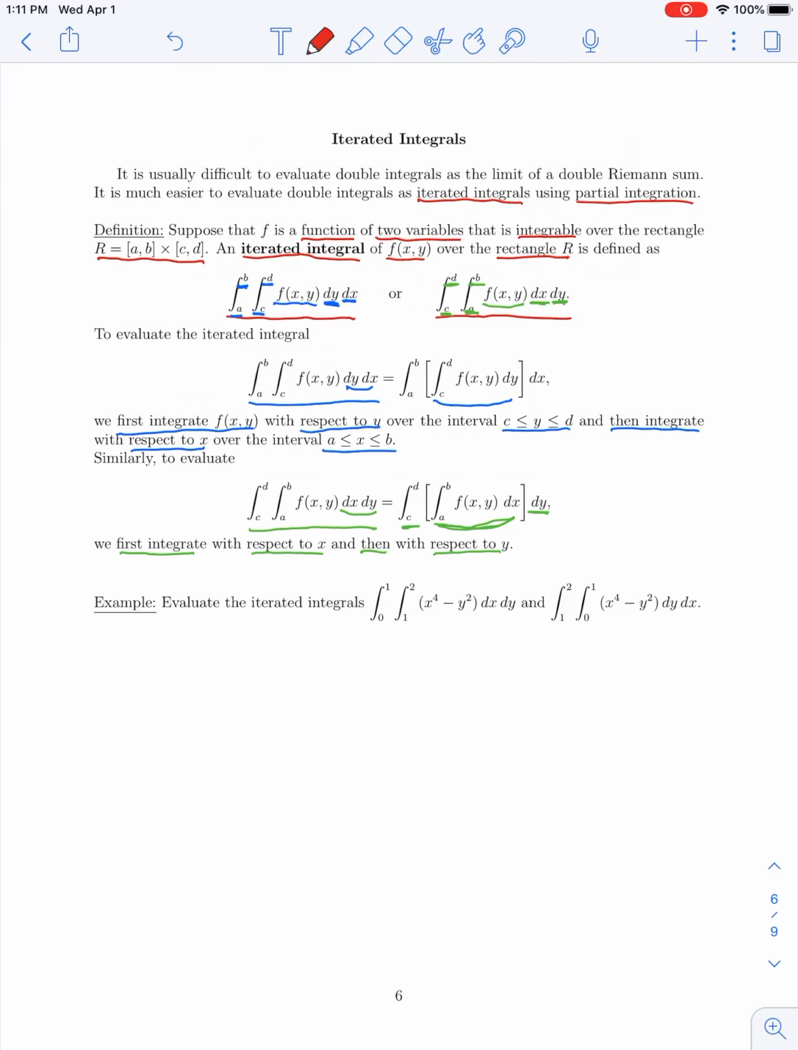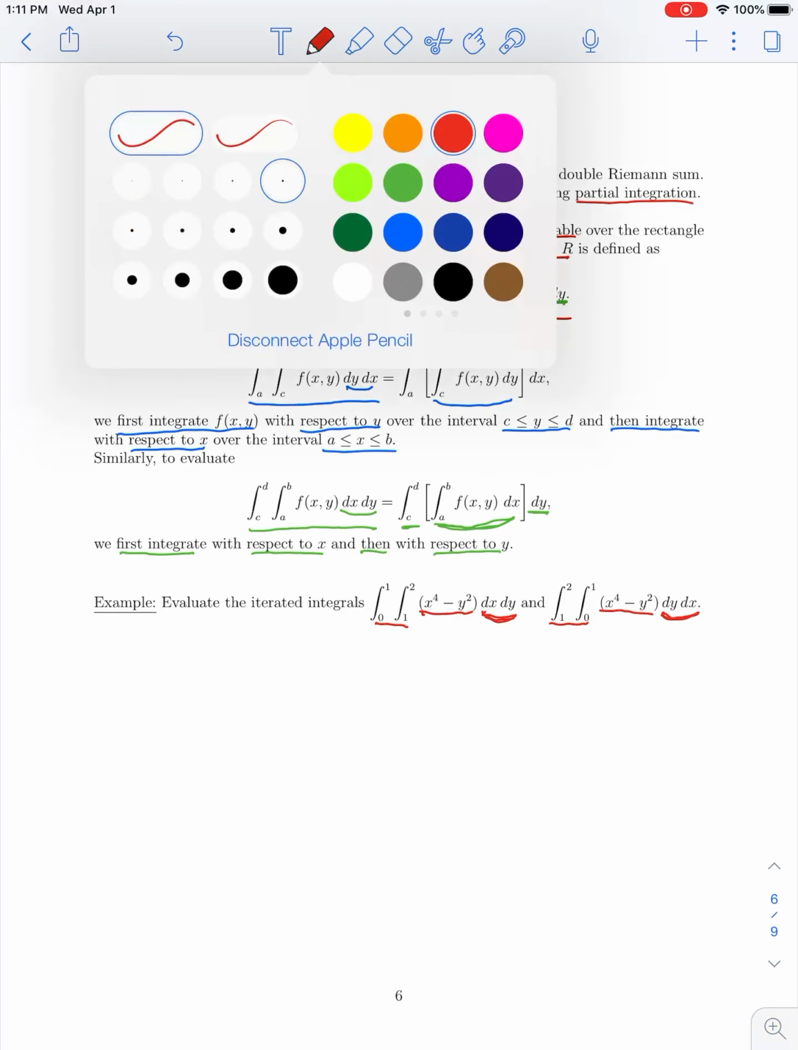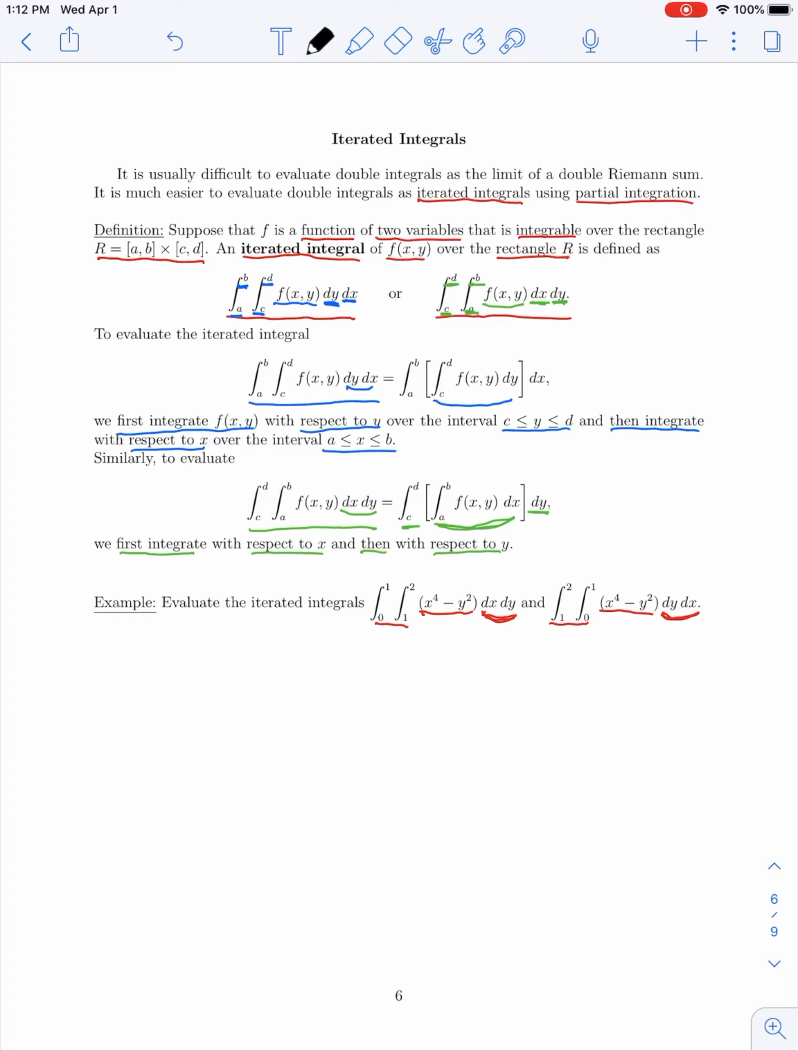So let's look at an example of evaluating some of these iterated integrals. In this next example, we're asked to evaluate each of these iterated integrals. And notice for this example that we're integrating the same function, x to the fourth minus y squared, over the same range of x and y values, just reversing which variable we integrate with respect to first, either first with respect to x and then y, or first with respect to y and then x.